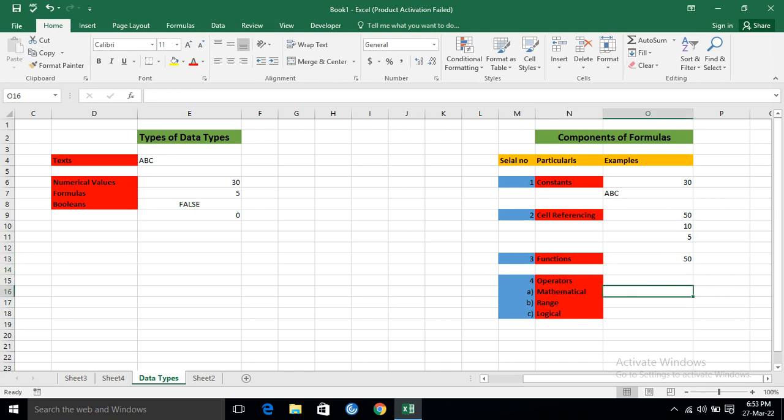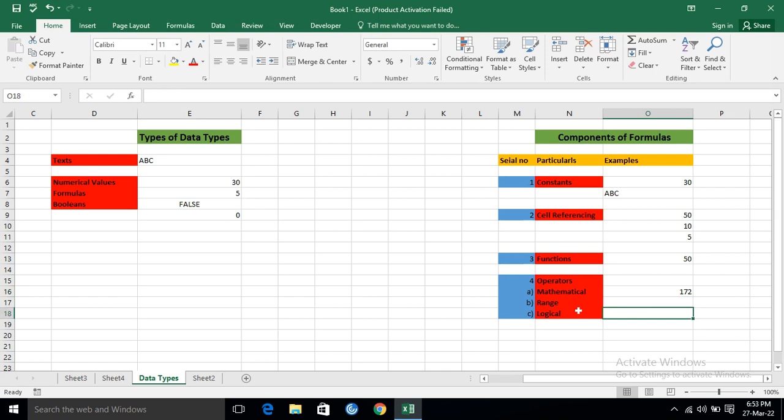Now coming to the mathematical operator. Basically the mathematical operator follows the BODMAS rule. Suppose if I do over here equal to 10 plus 5 multiplied by this, see, the answer is coming to this. Basically they have multiplied this first, and then they have added, which we normally do in the BODMAS process.